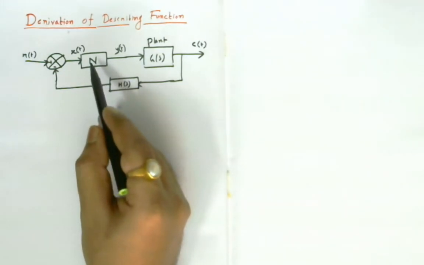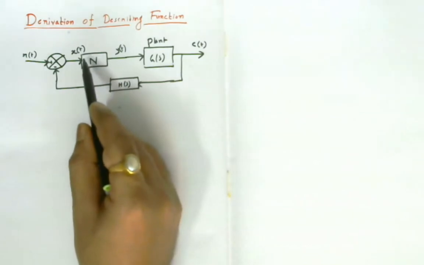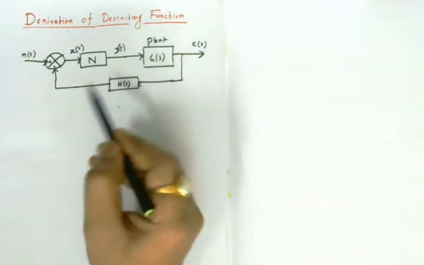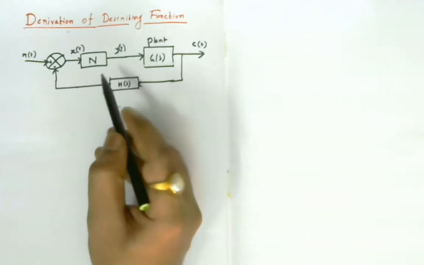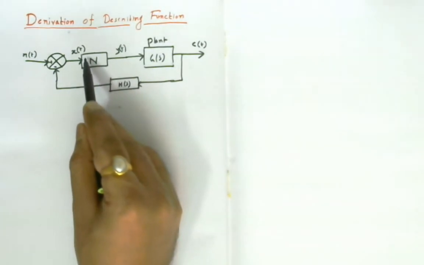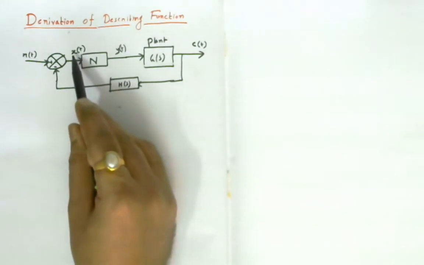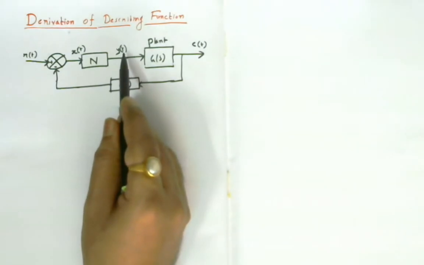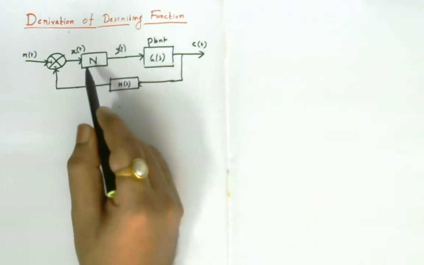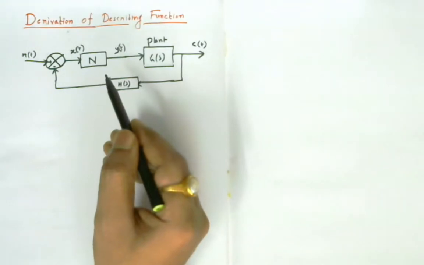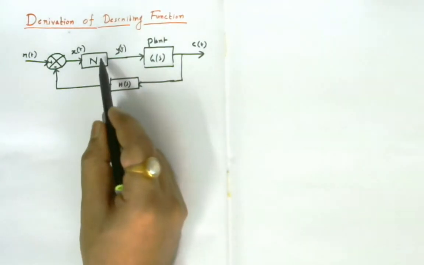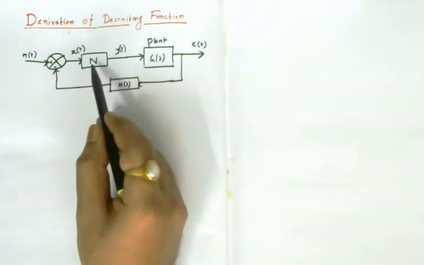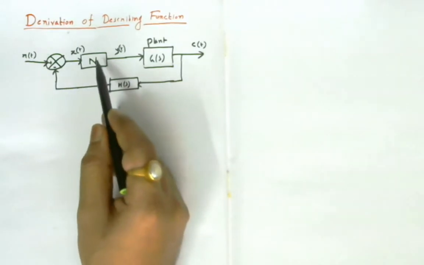So what I can do is find out the describing function of the nonlinear element. Then I can analyze the system as a whole. What is the input to this nonlinear element? I assume this is x(t), and the output of the nonlinear element I assume is y(t). Capital N is used to denote the describing function for the various types of nonlinearity. Suppose there is a saturation type of nonlinearity present in this block, or maybe a dead zone type of nonlinearity.